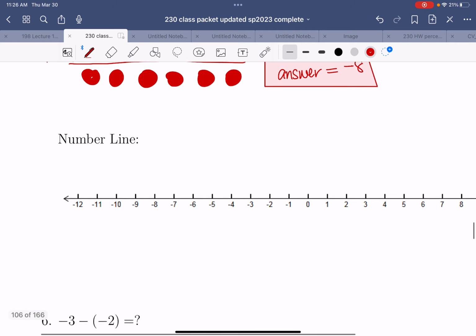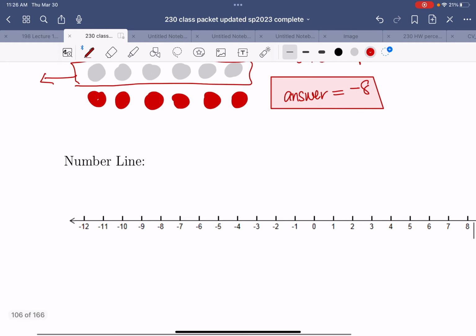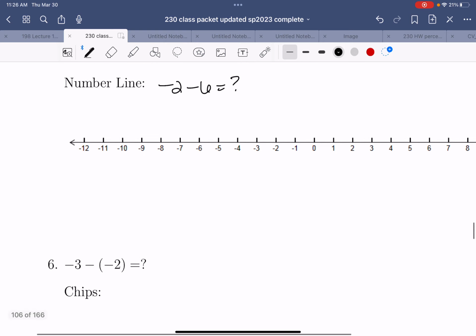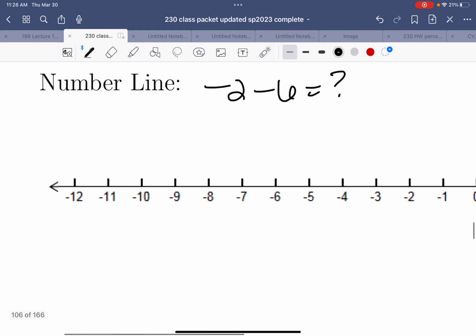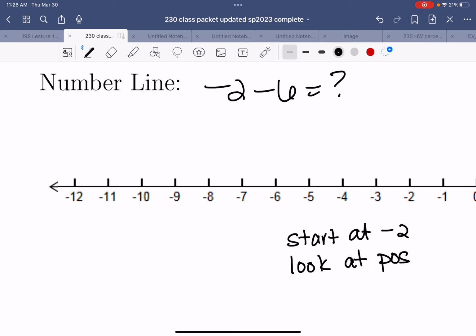Okay. For the number line, we're doing -2 minus 6. So we are going to start at -2. We are going to look in the direction of the second integer. So you are subtracting 6, that's +6. So we're going to look at the positive numbers. You are subtracting, so we're going backwards.